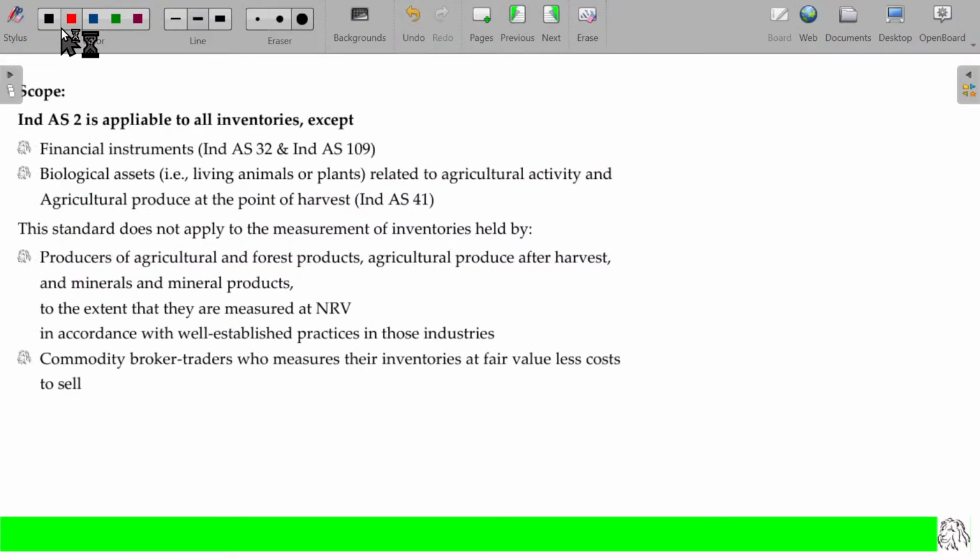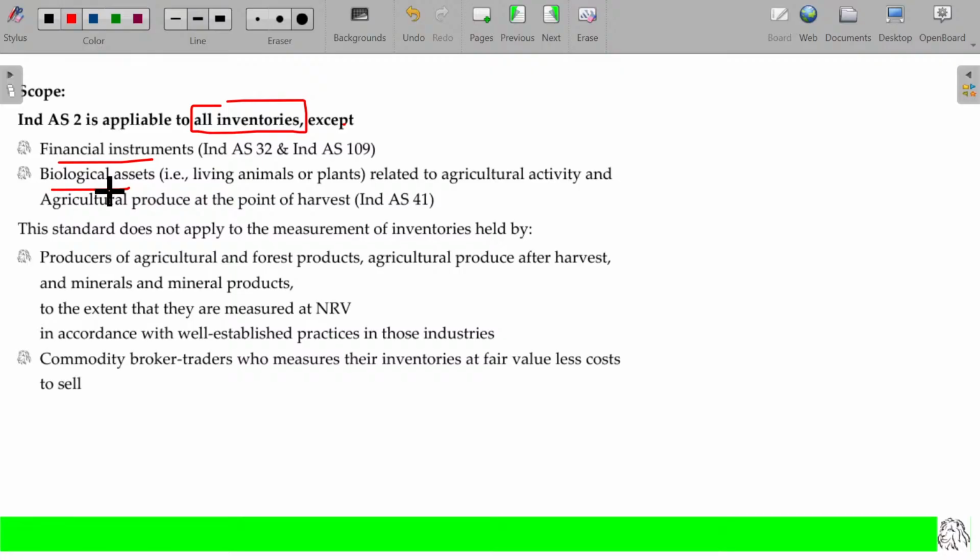Scope. In what areas is this particular NDAS number 2 covered? NDAS number 2 is applicable to all inventories except financial instruments, which are supposed to be covered under NDAS number 32, NDAS number 109. These two you're supposed to study at your final, not at your inter level. Any financial instruments like equity shares, preference shares. If I keep equity shares as my stock, will this accounting standard be applicable there? No, it will not be applicable there.